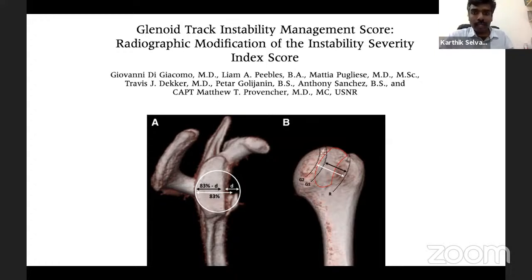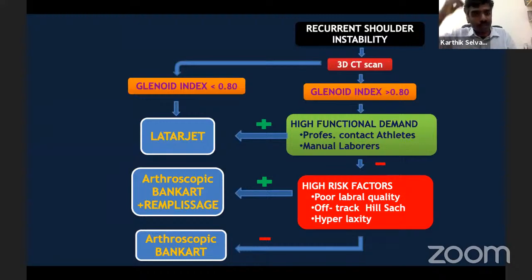And this score seems to actually reduce the number of cases on which we do Latarjet. He says almost 70% of patients qualify for an arthroscopic Bankart, versus if you use the ICIS score, it is more than 60% who are getting a Latarjet. So this is the score which we use, and I've been talking about this for a while now.